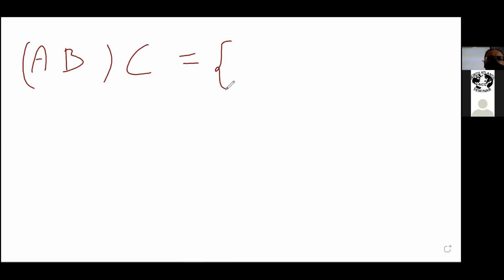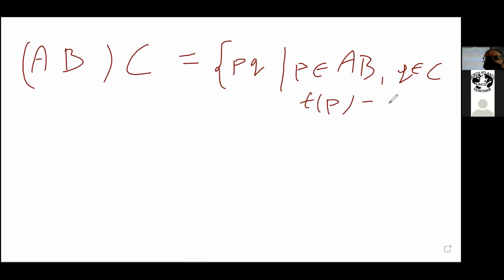Right. So with associativity, let's say we have A, B, and C. If I do it this way, I will have, let me write it like this, all paths PQ such that P is in AB, Q is in C, and T of P equals S of Q. But what does it mean that P is in AB? Now I can write it down.